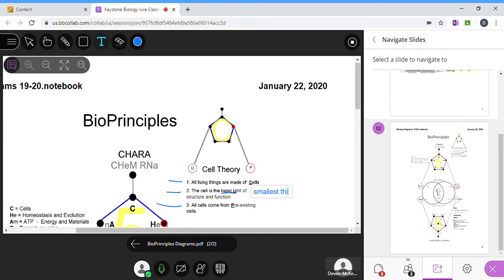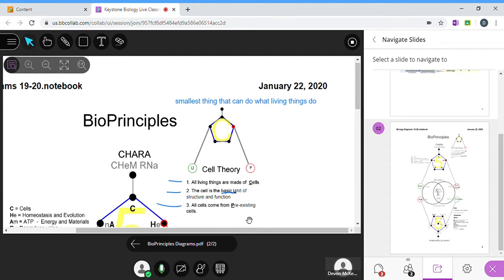Smallest thing that can do what living things do. Let's see if I can move this just a little bit here. So that's number two. The cell is the smallest thing that can do all the things that living things can do. Number three, the cell comes from pre-existing cells.